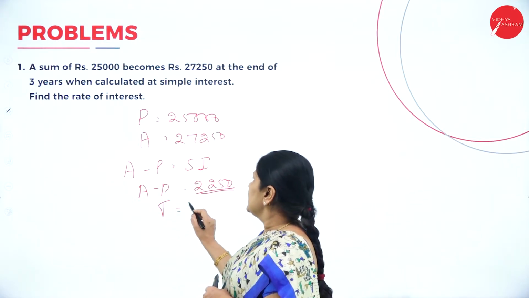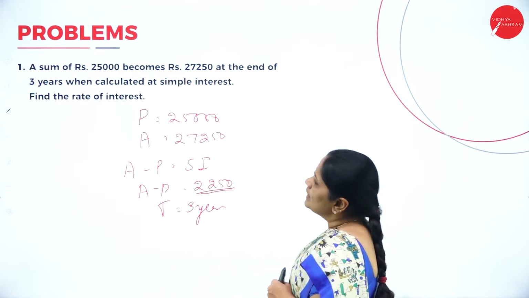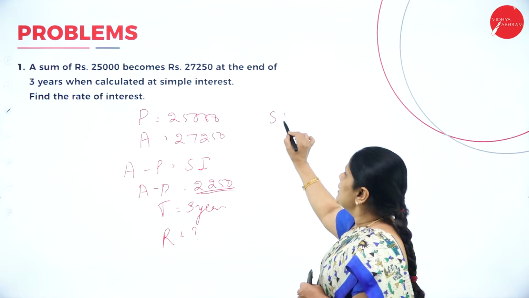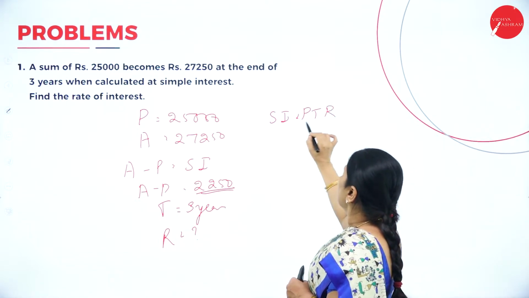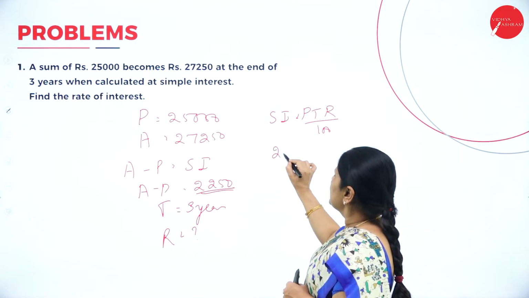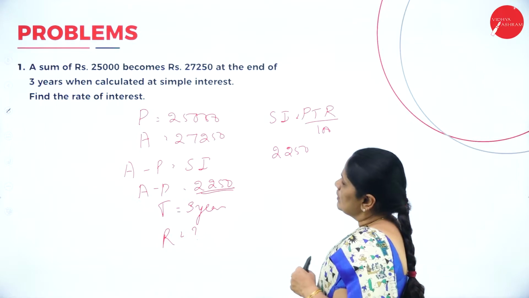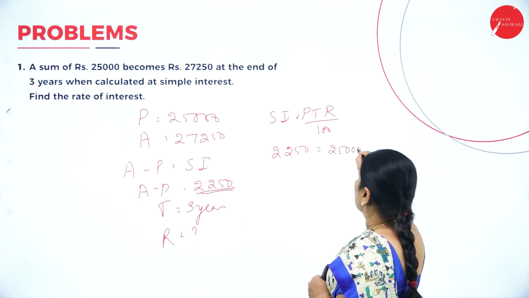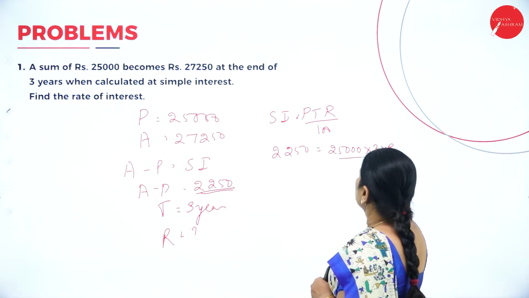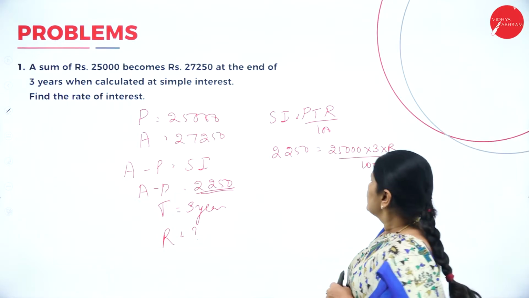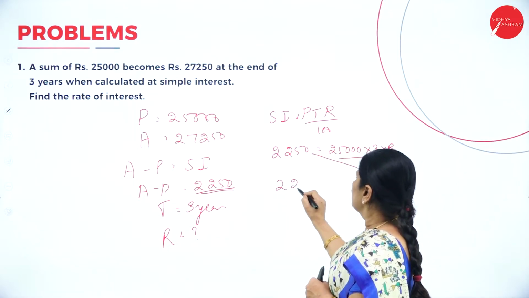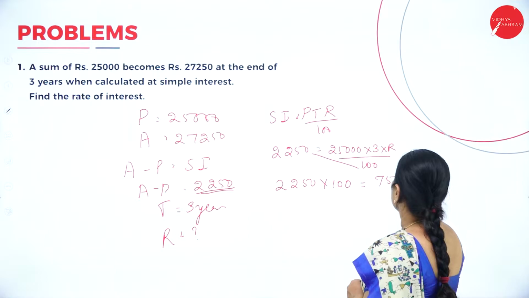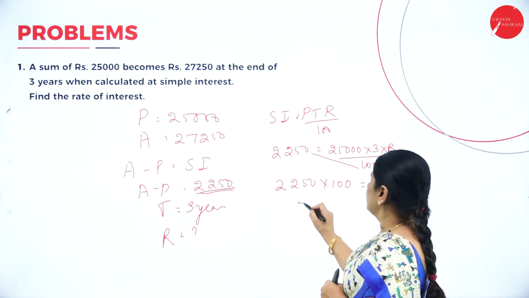Now, what is T here? T equals 3 years and we are supposed to calculate R. So, we know the formula. What is the formula for simple interest? That is PTR by 100. So, we know the simple interest is 2,250 rupees. So 2,250 rupees equals 25,000 into 3 into R divided by 100. So I multiply this: 2,250 into 100 equals 75,000 R.